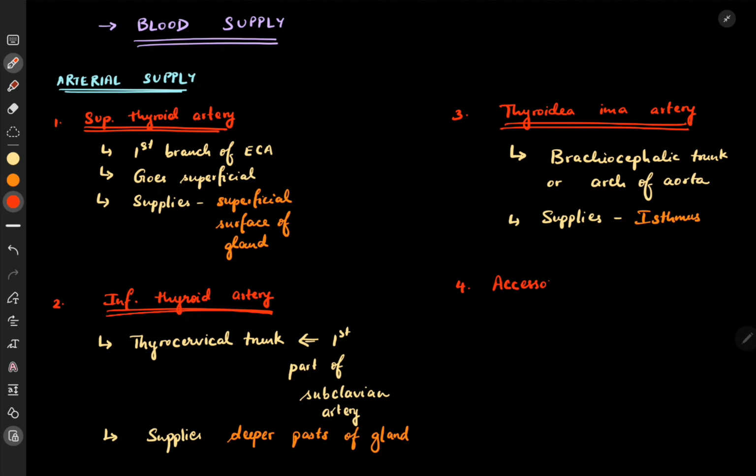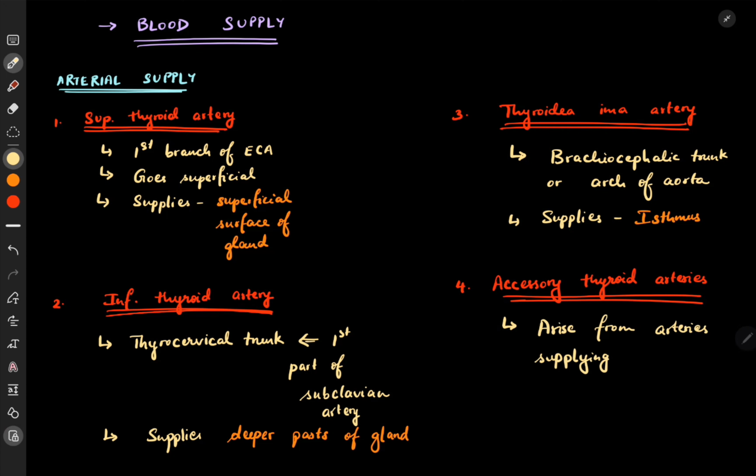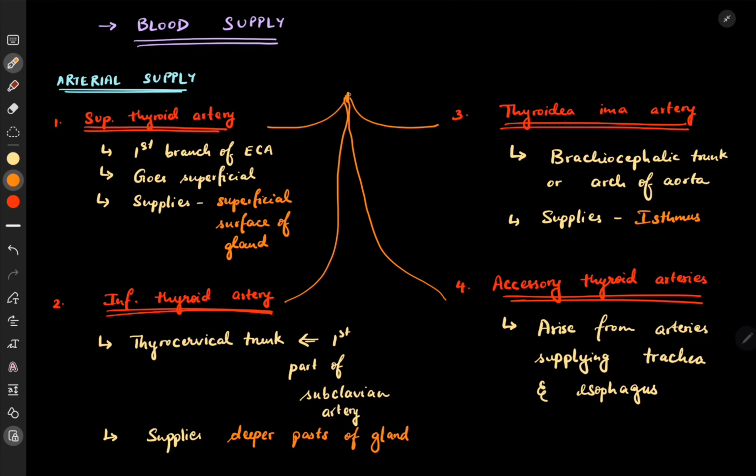Fourth are the accessory thyroid arteries. These arteries arise from the arteries which supply the trachea and the esophagus. All these arteries enter into the capsule and ramify around the follicles of the thyroid gland to form the lobar arteries, which are the end arteries and supply there.